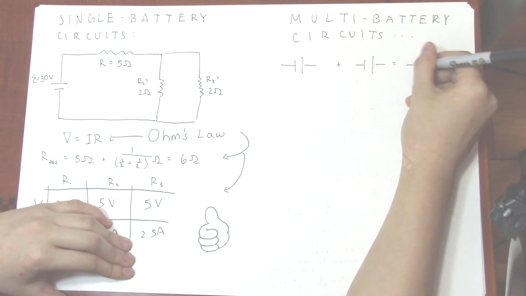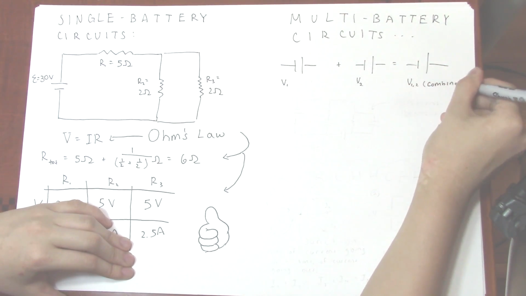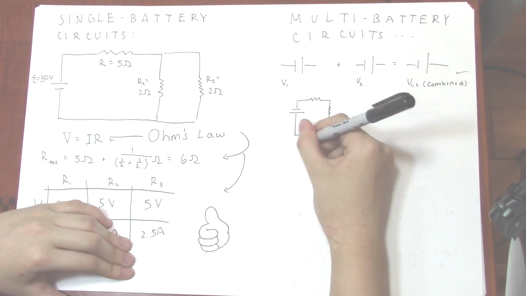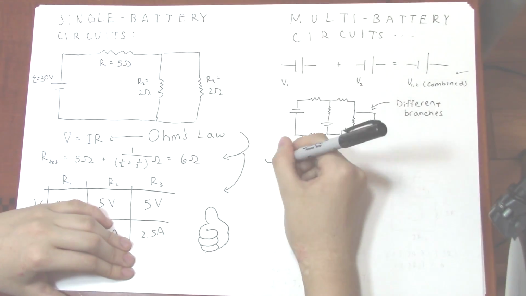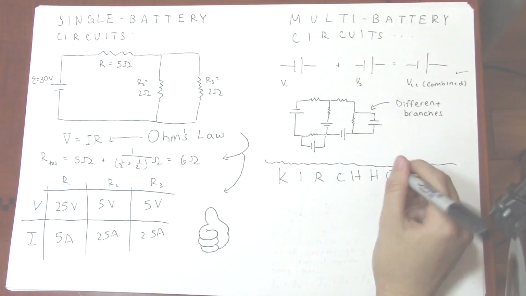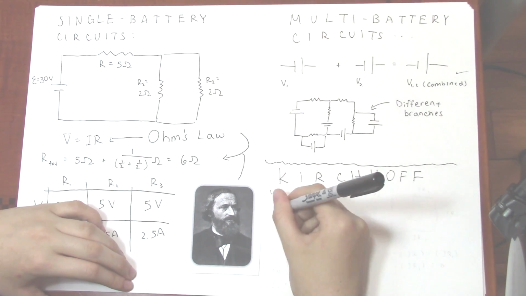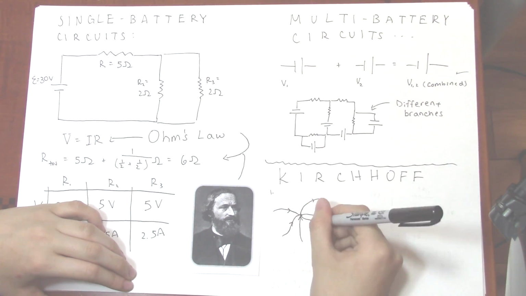Like resistors, it is possible to add up multiple batteries into a single equivalent battery. However, in most cases, the batteries are located in different branches of the circuit, which makes this sort of analysis extremely difficult. In such a case, it is advisable to use a set of guidelines called Kirchhoff's rules.